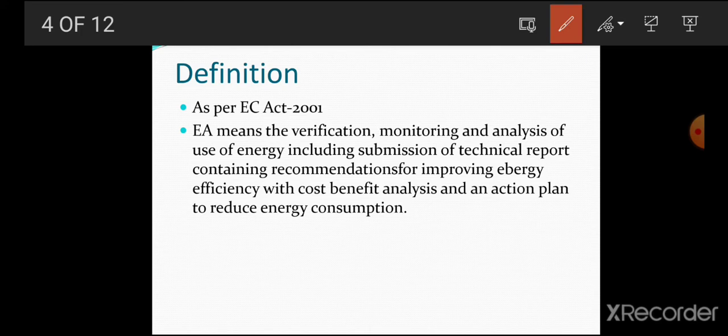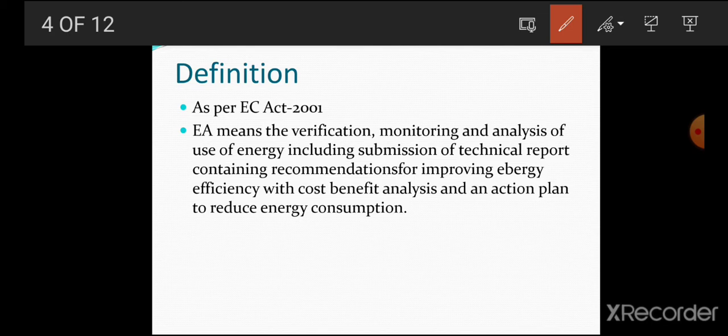Now we'll see the definition of energy audit. So energy audit will identify how energy is being used in your facility and helps identify practical and cost effective measures that will reduce energy usage, lower operating costs, and help reduce the greenhouse gas emission. So that is another factor, greenhouse gas.